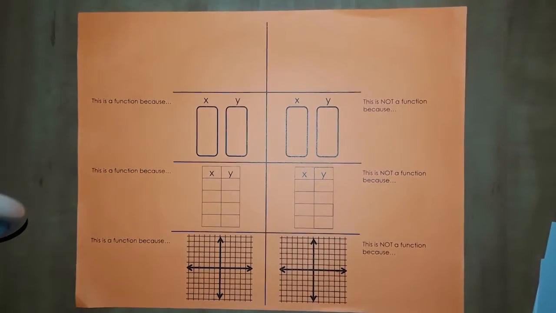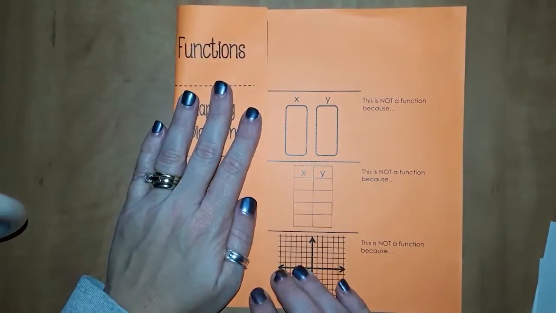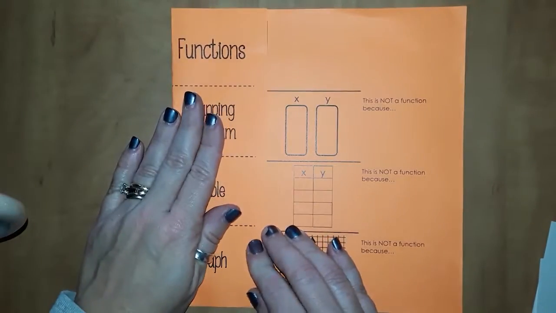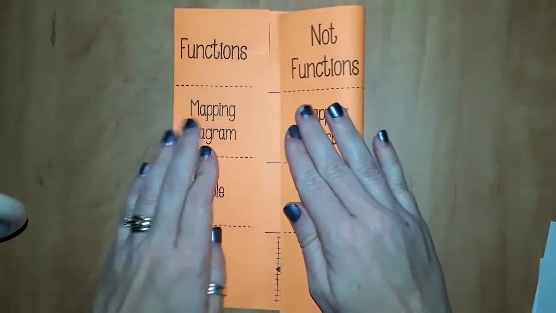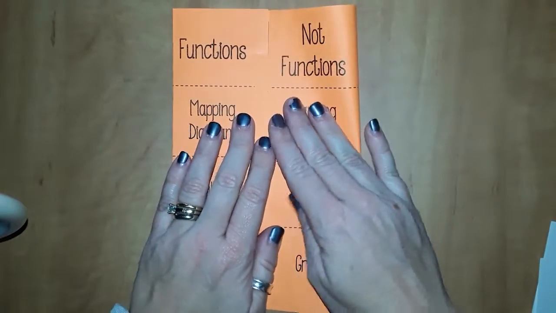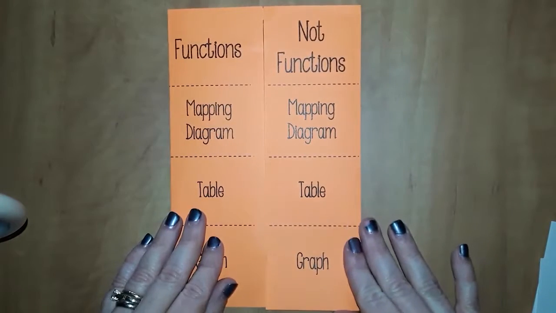Today we're going to talk about function, not a function. The first thing I want you to do is we're going to put our foldable together. So you're going to fold your left side into that black line. Then you're going to do the same thing and fold the right side in to the black line. So you're folding to the center of your page.